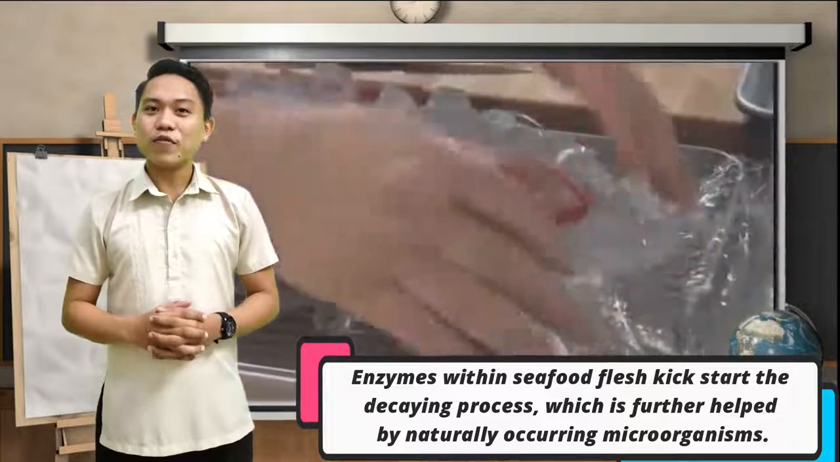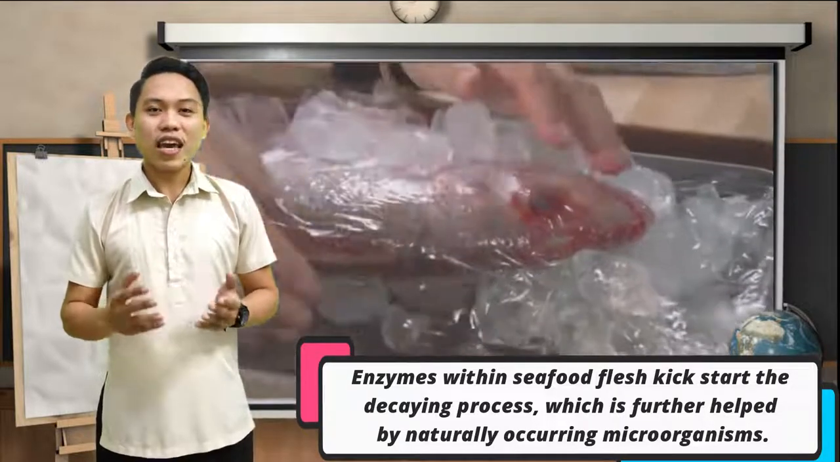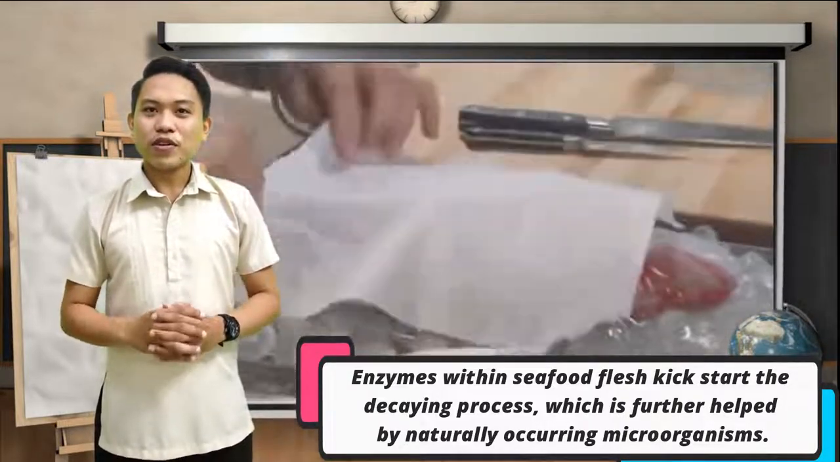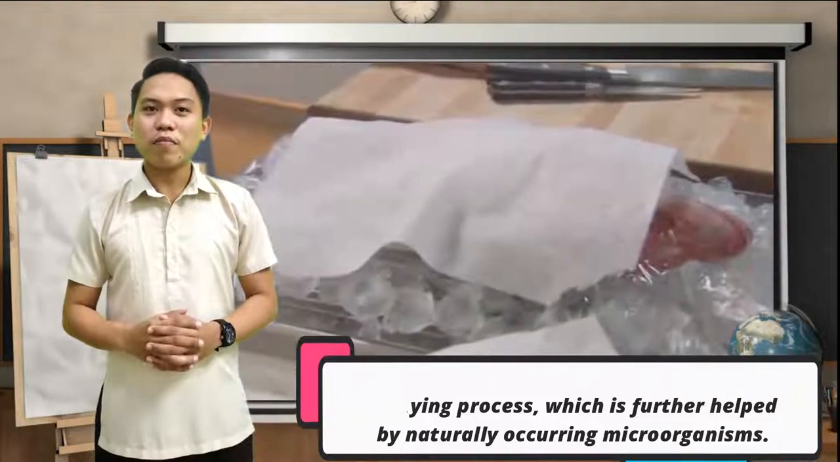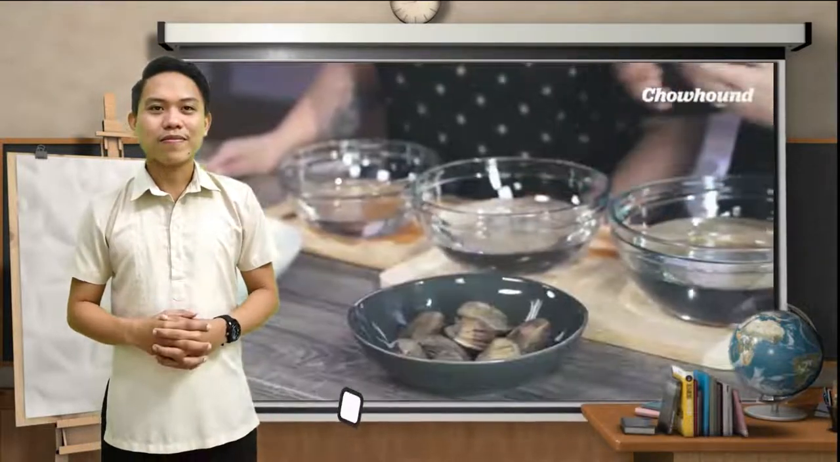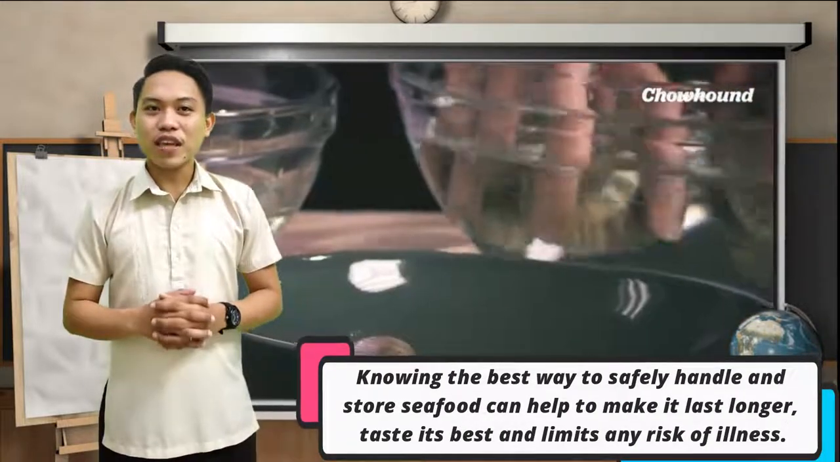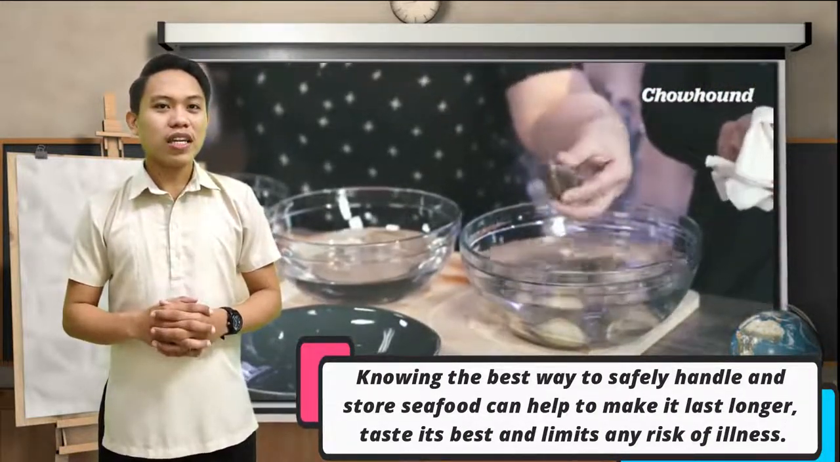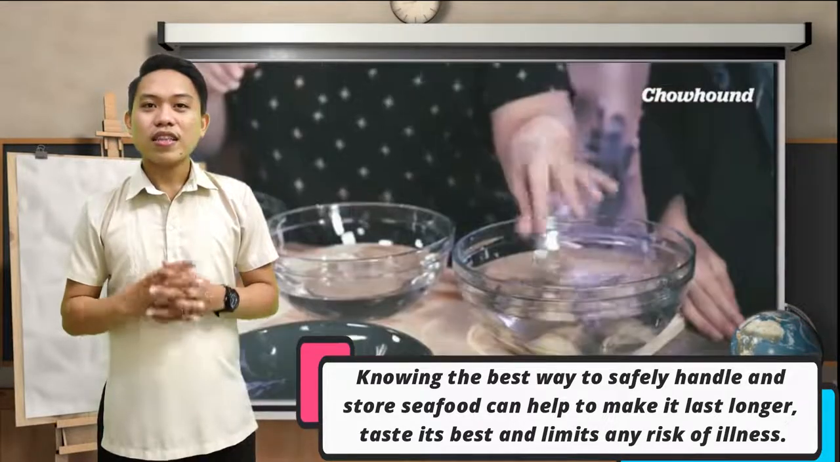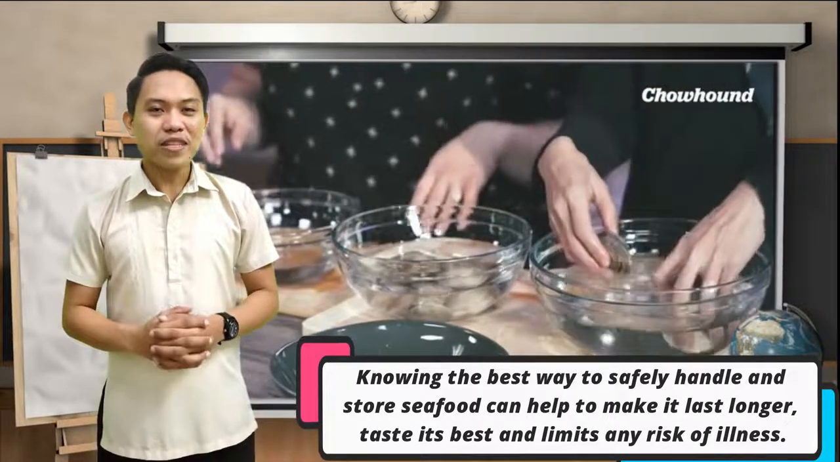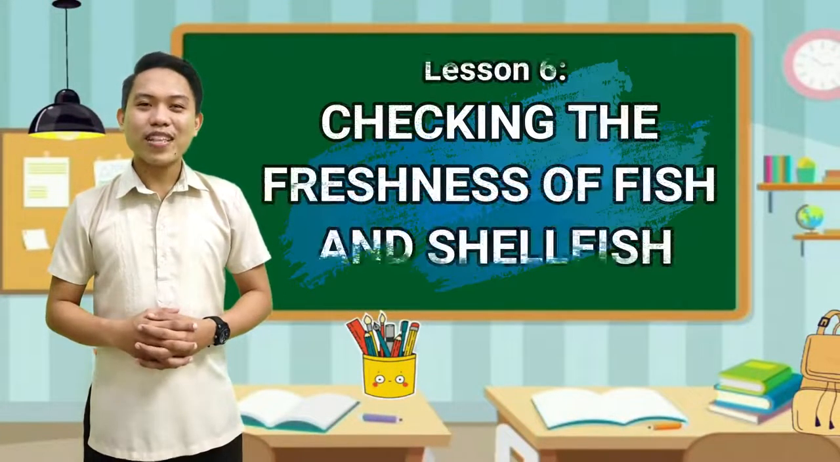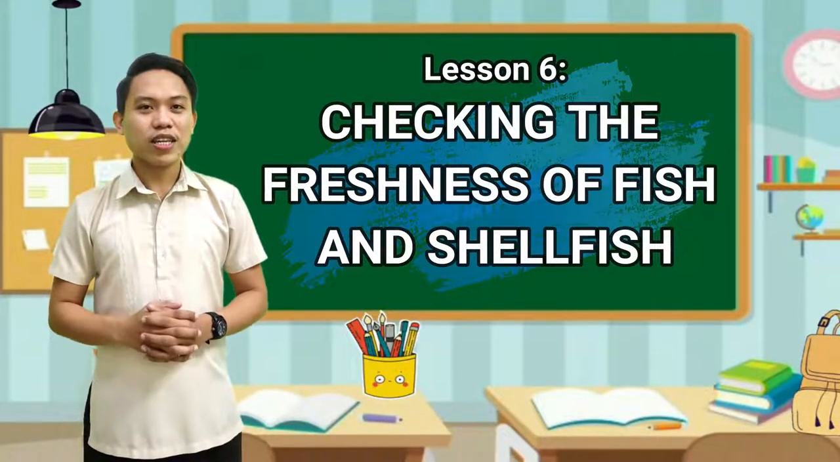Enzymes within seafood flesh kickstart the decaying process, which is further helped by naturally occurring microorganisms. Knowing the best way to safely handle and store seafood can help to make it last longer, taste its best, and limit any risk of illness. Now let us identify the guidelines in checking the freshness of fish.